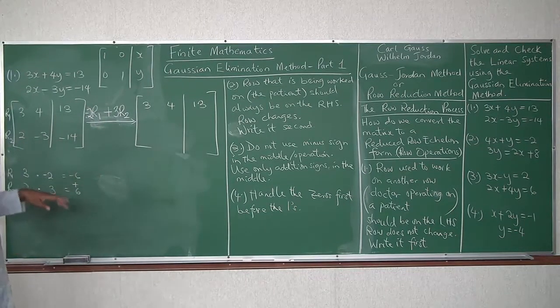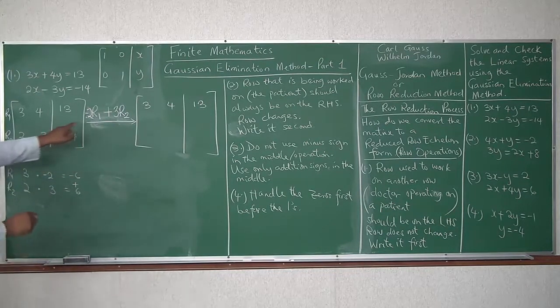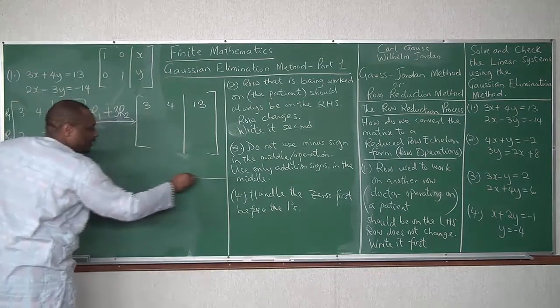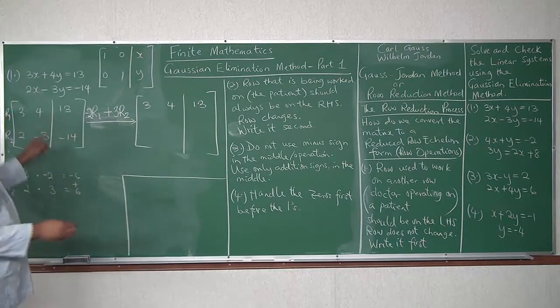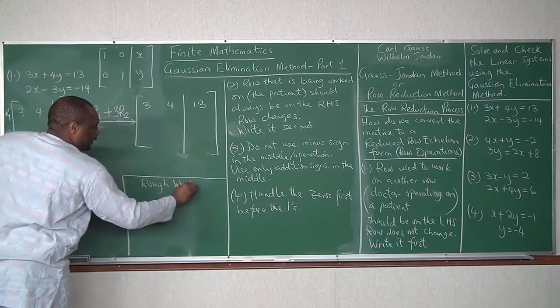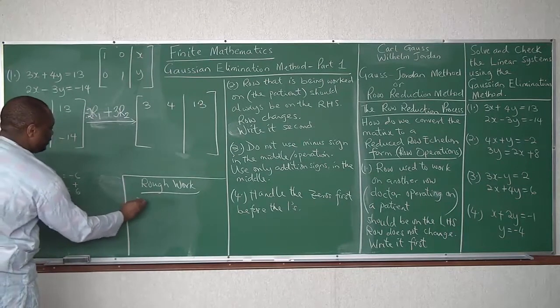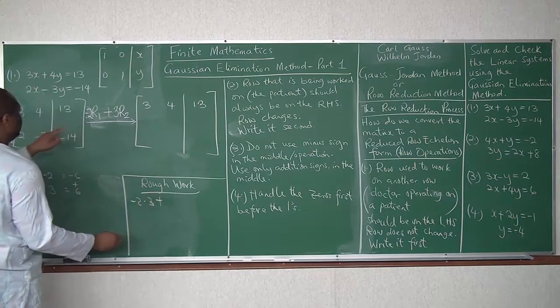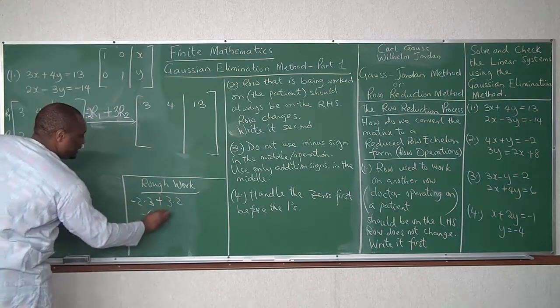Then, let's now write the row that changes. Row 2 changes. Minus 2 times 3 is minus 6. If you're not very good at mental math, or if you want to be extra careful, you can just draw a column and write your rough work. I'm rewriting it: minus 2 times 3 plus 3 times 2. So this gives you minus 6 plus 6, which is 0.